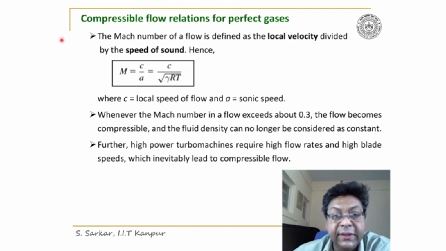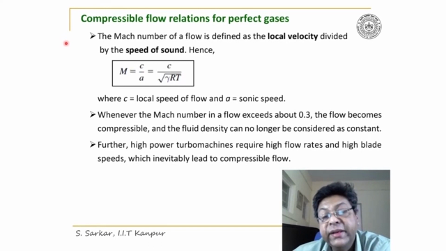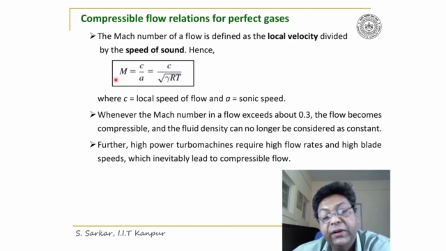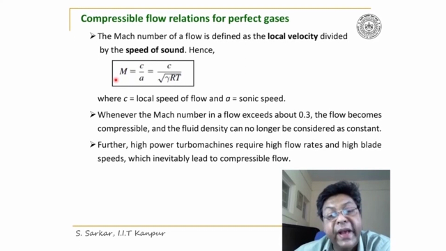relationships for perfect gases. The Mach number of a flow is defined as the local velocity divided by the speed of sound. So it can be written as M is equal to C by a, where C is the local speed of flow and a is the sonic speed. Considering the gas as perfect, the sonic speed a is equal to root over gamma R T.